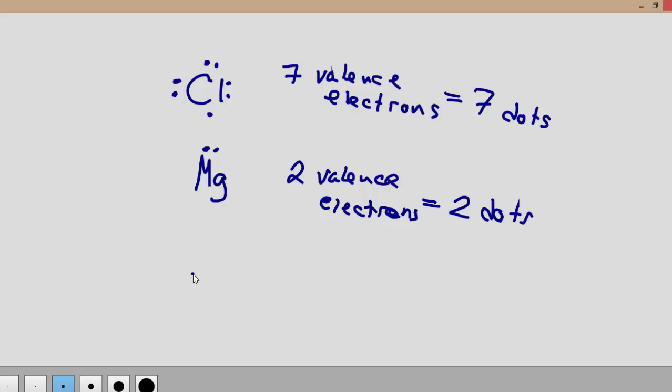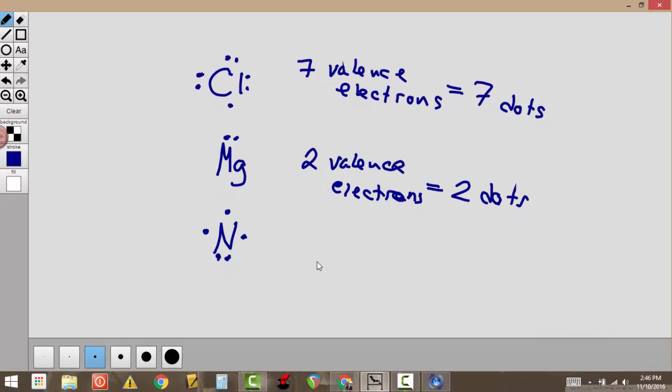How about nitrogen? N. How many dots do I need to put in for nitrogen? Go look it up. You're right, 5 dots. So I start on any one side. I'm going to start on the bottom. There's my 2. Put 1 on each other remaining side. 3, 4, 5. And that's nitrogen's dot structure. Pretty simple, okay? You need to practice, but it's pretty easy.